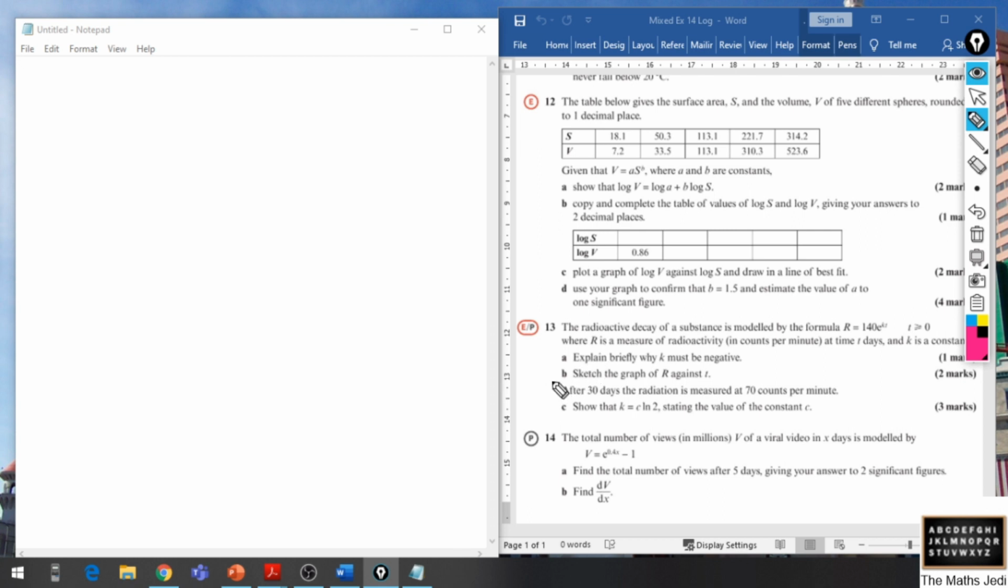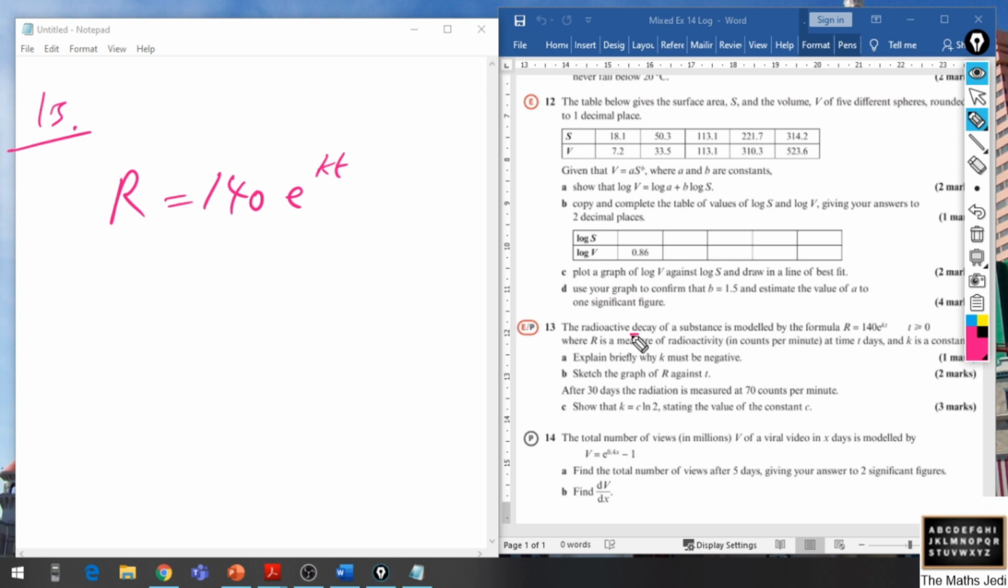And then 13, we're going to do radioactive decay now. So it's talking about a substance modelled by the formula R equals 140 e to the kt, where R is a measure of radioactivity. Explain briefly why k must be negative, because it's radioactive decay.